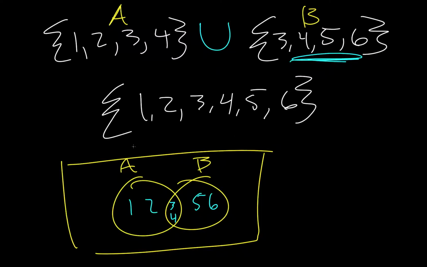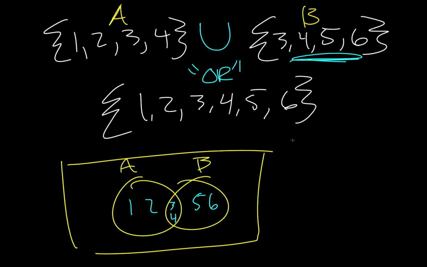But union is like an OR operation. So it's saying, what numbers are in A or B? So 1, that's in A or B. 2, A or B. 3, 4, 5, 6. They're all in one or the other. And so that's what union means.